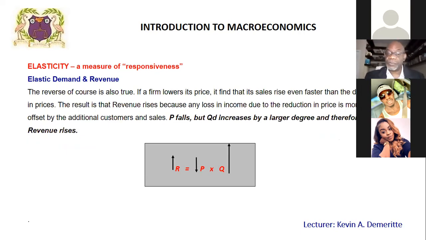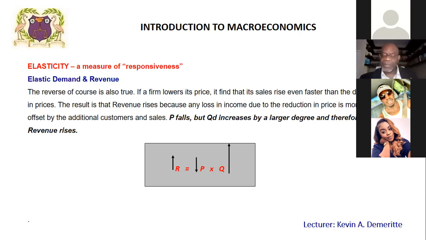The reverse, of course, is also true. If you have a product whose demand is elastic, you have a little sale, even a tiny little sale. If the firm lowers its price, it finds that the sales rise even faster than the decline in prices. People are so shocked: you mean actually having a sale? Ooh, the shop is having a sale. I gotta go at least look. The result is that revenue rises because any loss of income due to reduction in price is more than offset by all these extra customers and additional sales. Sure, you have a sale, so the price falls, but demand increases by a larger degree, and therefore revenue goes up.